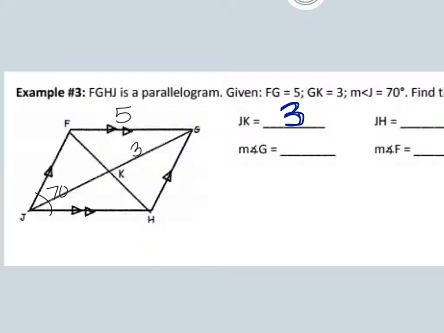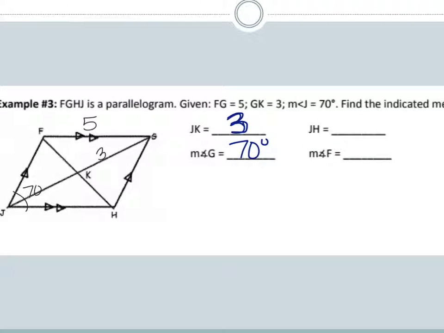Okay? What about the measure of angle G? It would be 70. How do I know that? Because opposites are congruent to each other. It's the same as angle J. And the measure of angle F?